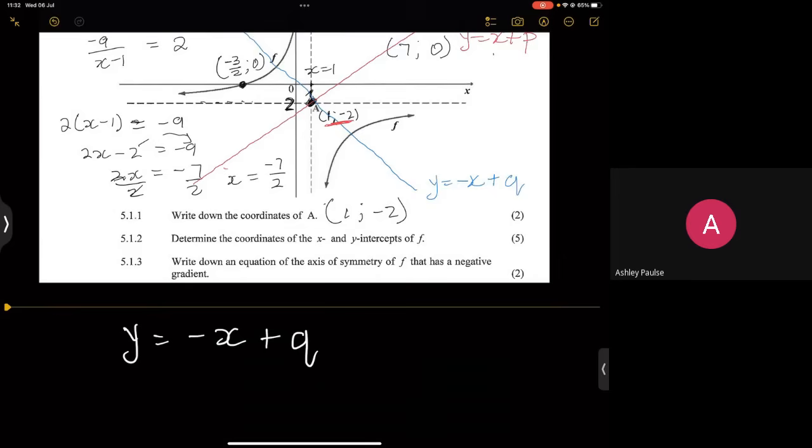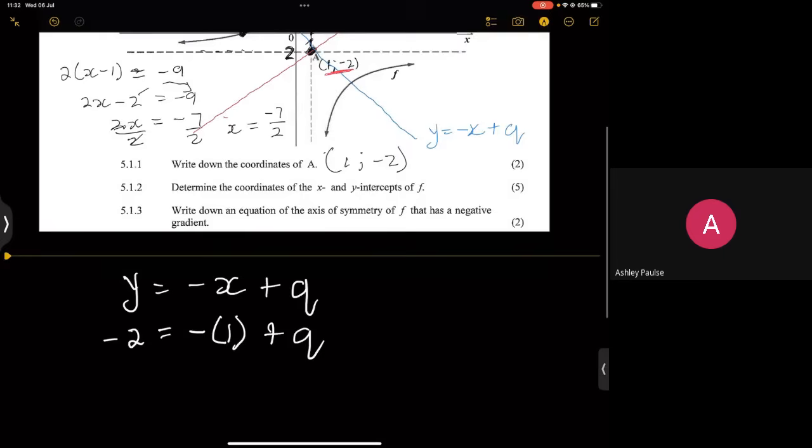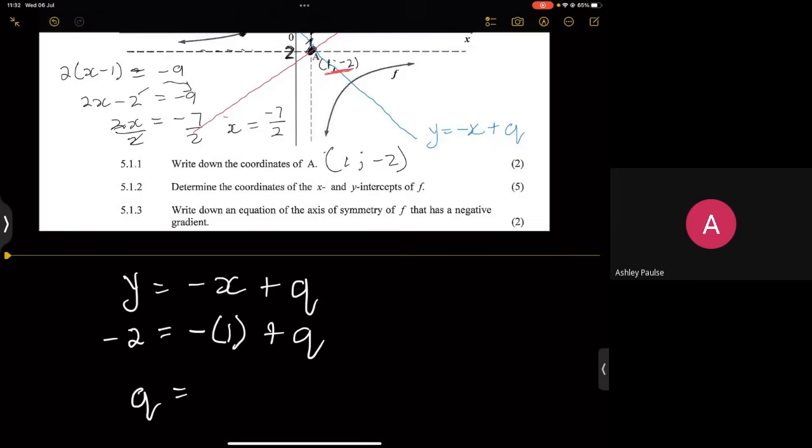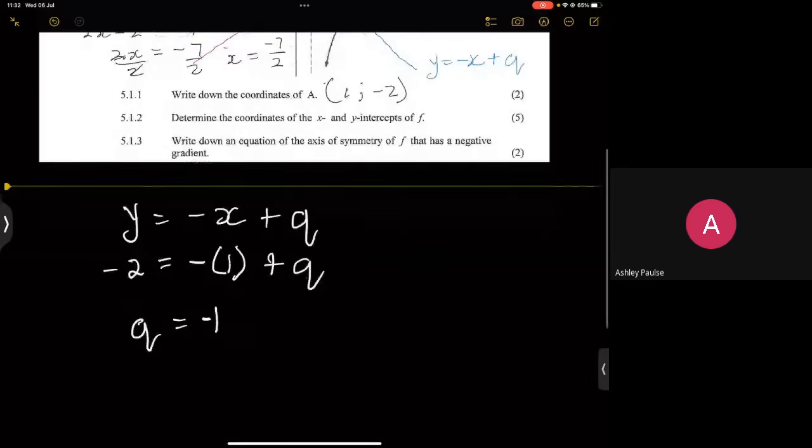So now, all I'm simply going to do, I'm going to substitute the point A. But remember the point A, when x is 1, y is minus 2. So that would be minus 2 equals minus 1 plus q. And so in this case, if I take that to the other side, you'd have minus 2 plus 1. And so q would be equal to minus 1. Okay, so that means that your equation would be y equals minus x minus 1.